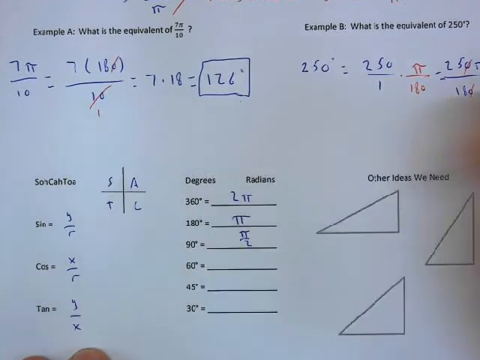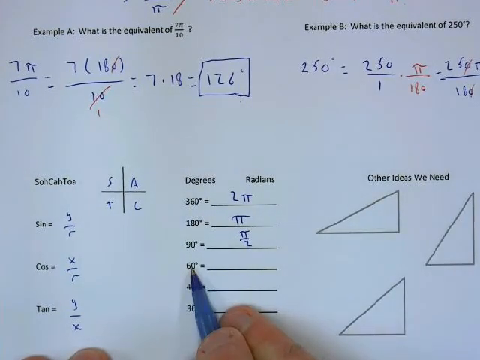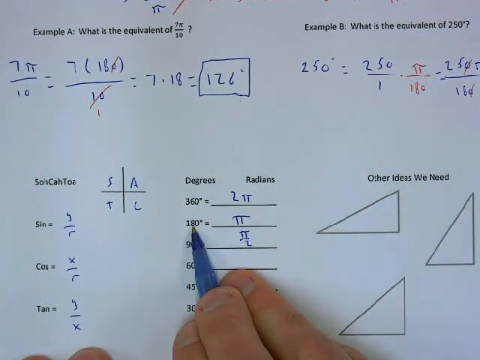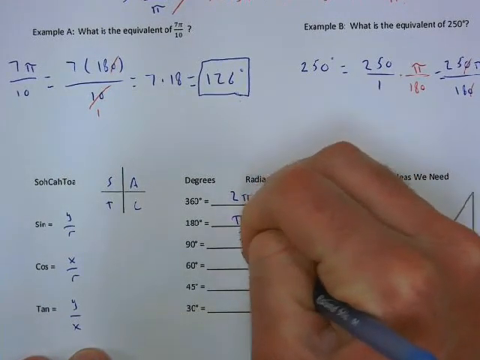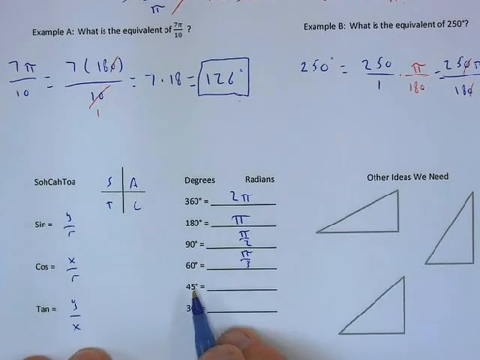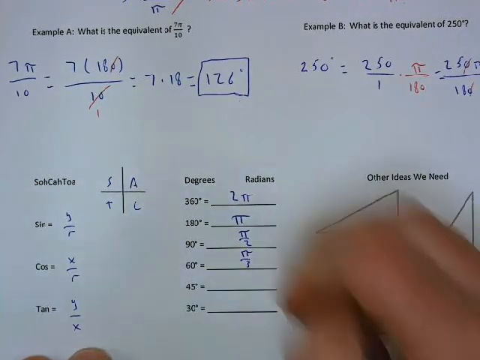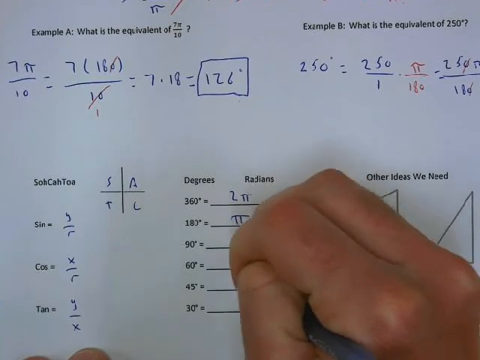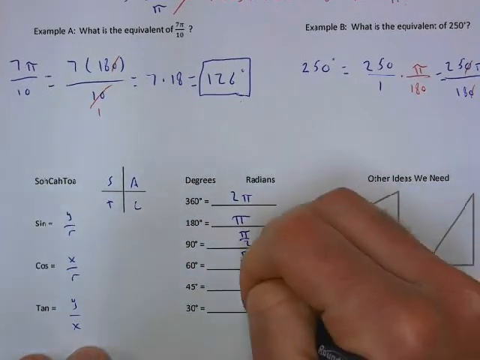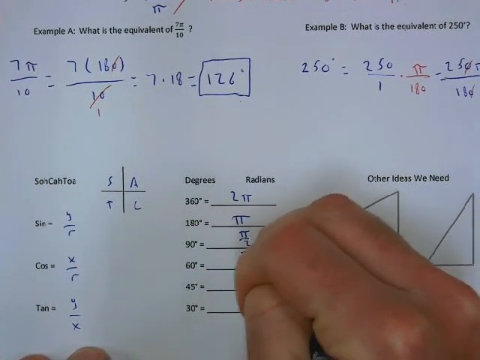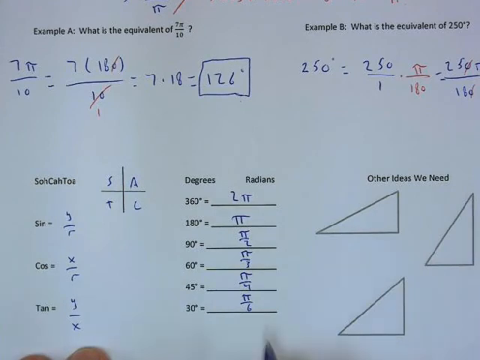And then let's see, 60 degrees, well, that's 1/3 of 180 degrees. So then this is going to be 1/3 of pi, so pi over 3. 45 degrees is 1/4 of 180 degrees. So then this would be pi over 4. 30 degrees is 1/6 of 180 degrees. So then this would be pi over 6. Okay, so then here's some of our more common angles written in radians.